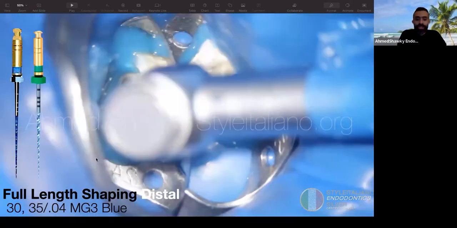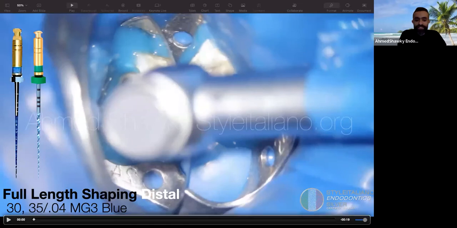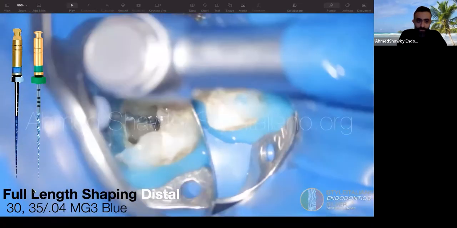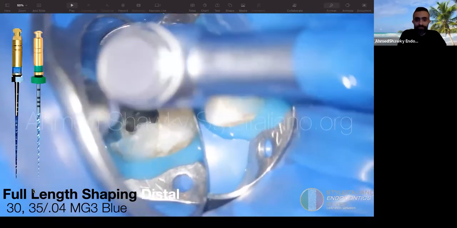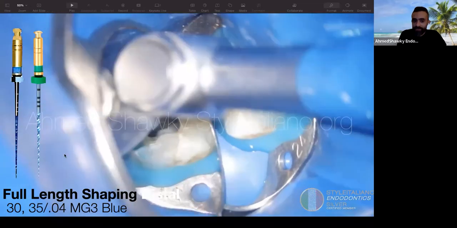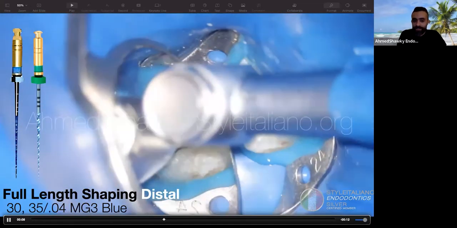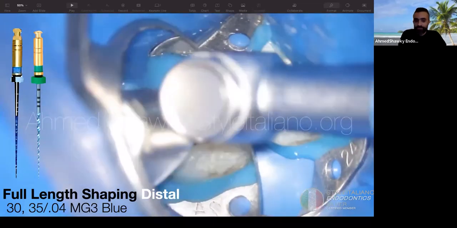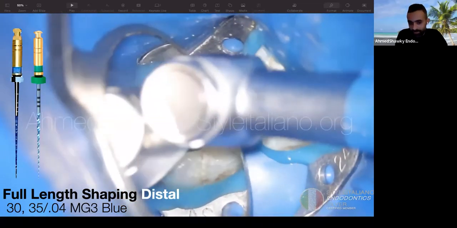Then we achieve full length shaping in the distal, sorry. Using what? Using the 3004 single length, irrigate. Then you insert the 35 single length reciprocation. You finish your case.